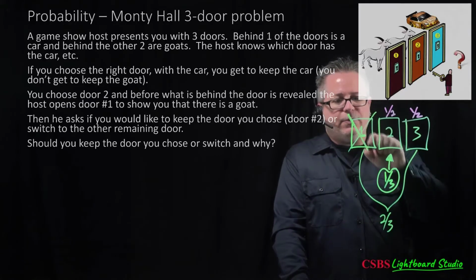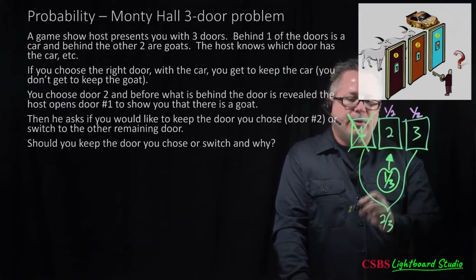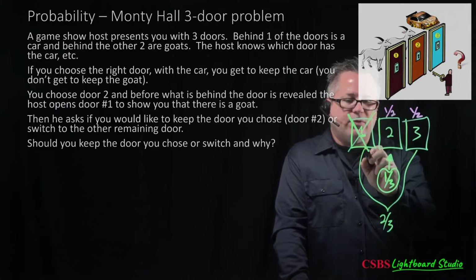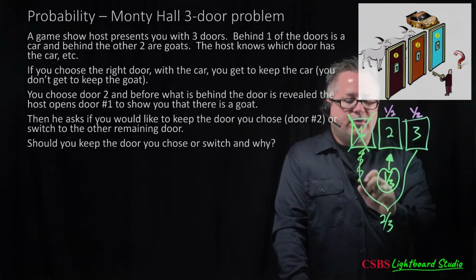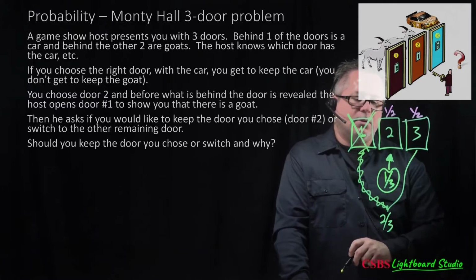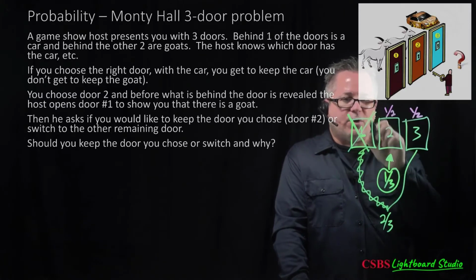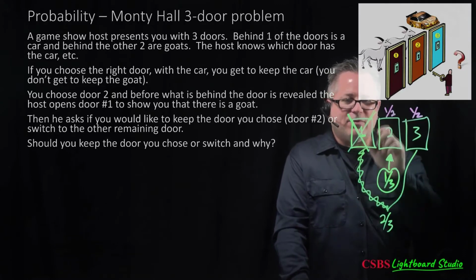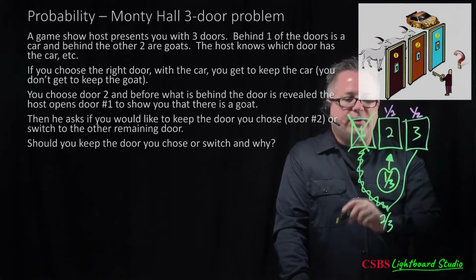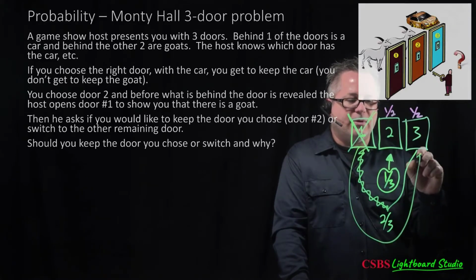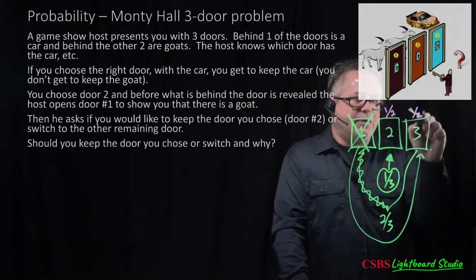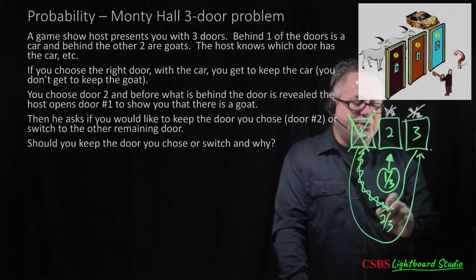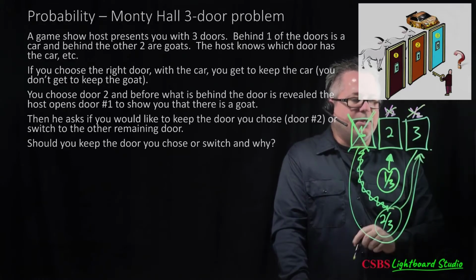When I eliminate this door, or when the host eliminates this door, that 1/3 that goes to this door doesn't just go away. It doesn't disappear. It's just no longer behind this door anymore. And because the car's definitely not there, there's a goat there or whatever else, its probability just gets transferred over to the other door. So your door still has a 1 out of 3 chance, but now all of a sudden the other door doesn't have a 1 out of 2 and a 1 out of 2. It actually has a 2 out of 3 chance of being correct.